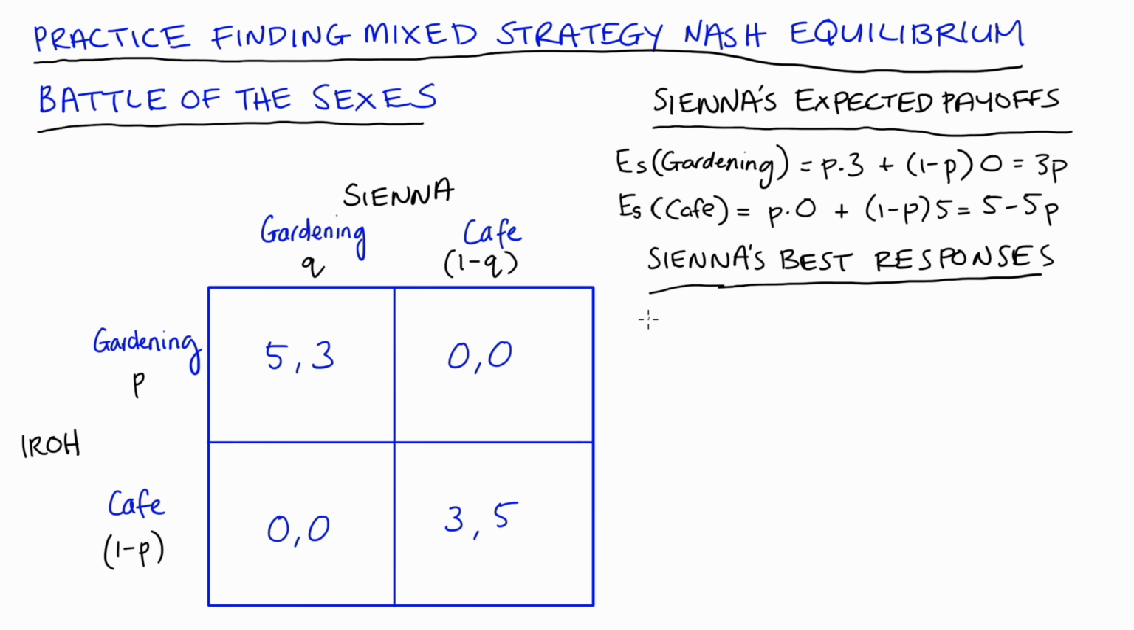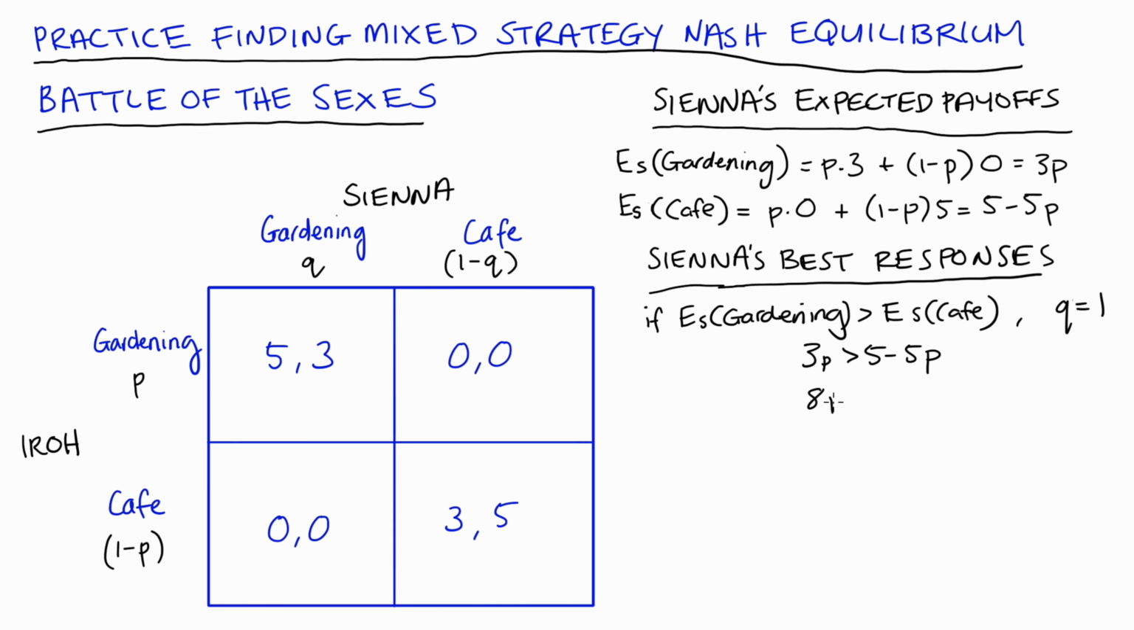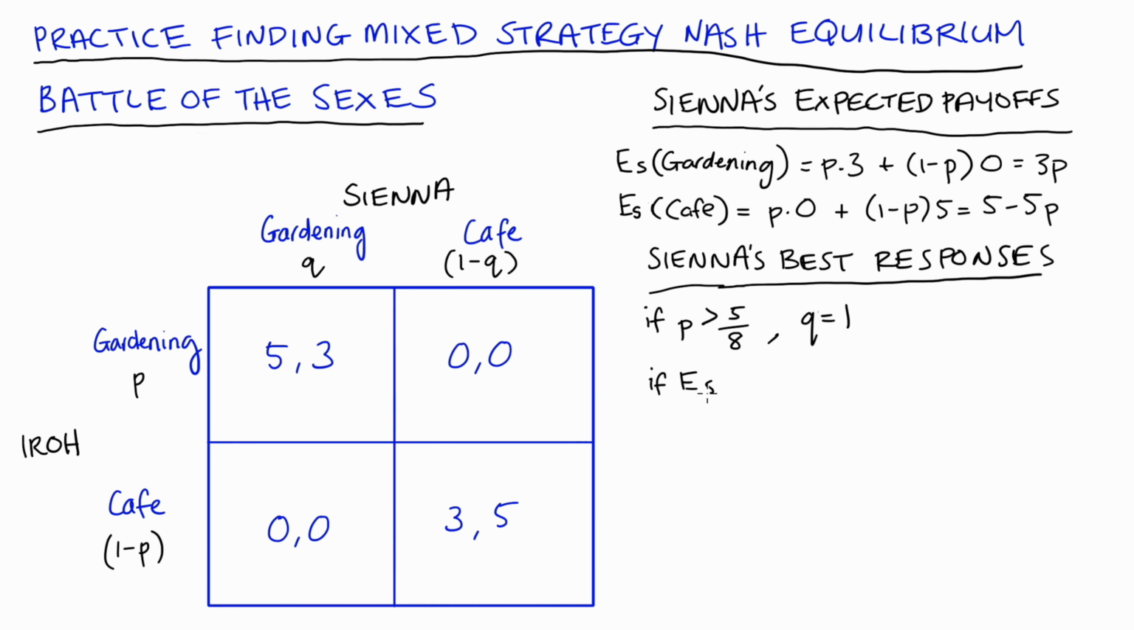All right, let's think about Sienna's best responses. Just like Iroh, if Sienna's expected payoff of playing gardening is greater than the expected payoff of playing cafe, then Sienna should just play gardening as a pure strategy, so with probability 1. So Sienna should just set Q equal to 1. Substituting in our expectations, this condition reduces to if 3P is greater than 5 minus 5P. Adding 5P to both sides, we get 8P is greater than 5. And dividing both sides by 8, we get this condition that if P is greater than 5 over 8, Sienna's best response is to play Q is equal to 1.